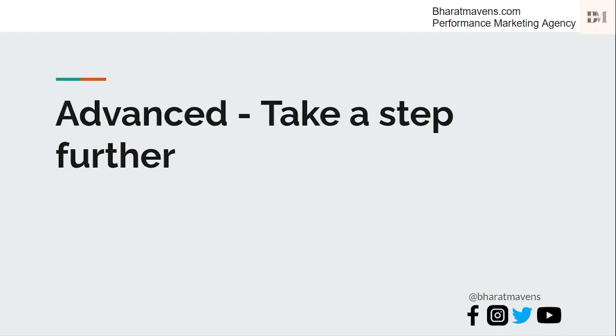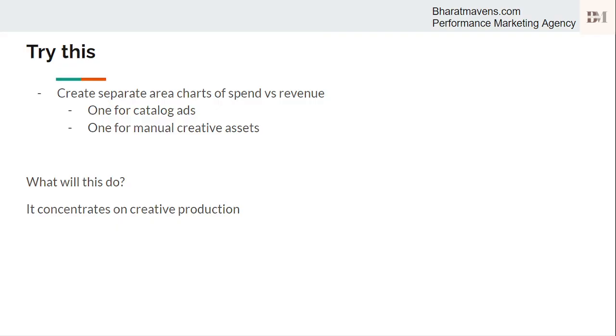Next, advance. Let's take a step further. Create a separate chart of spend versus revenue, one for catalog ads and one for manual creative assets. So this gives you a very stark and important difference: how catalog ads are spending and where your manual creatives are being spent. For example, if you have say 10 SKUs or 1000 SKUs for a lifestyle brand, which is pretty normal, you will not be advertising all 1000 SKUs in a manual creative, right?